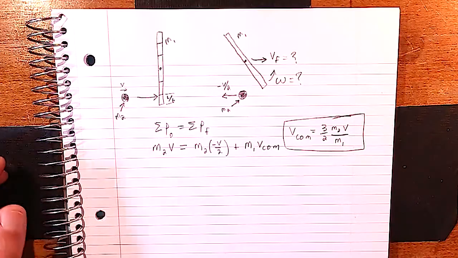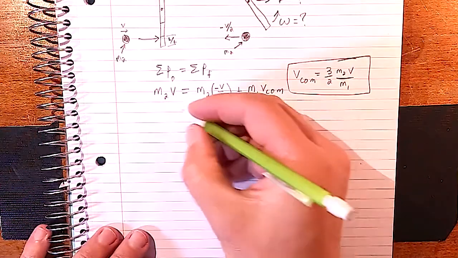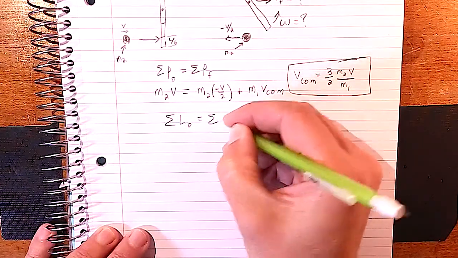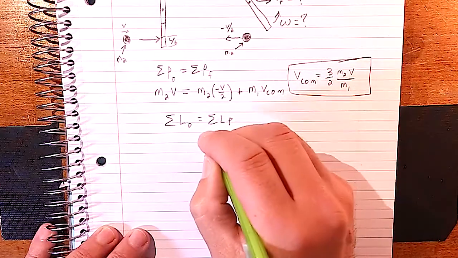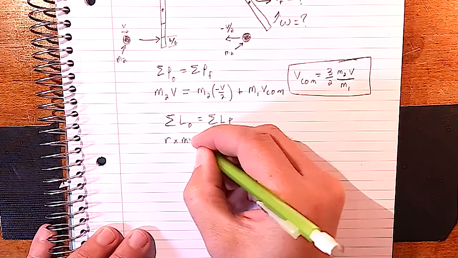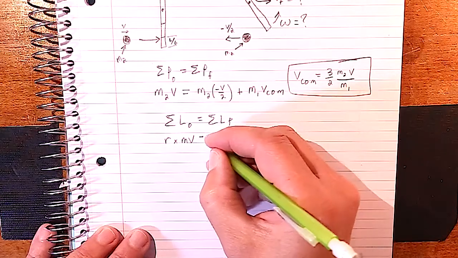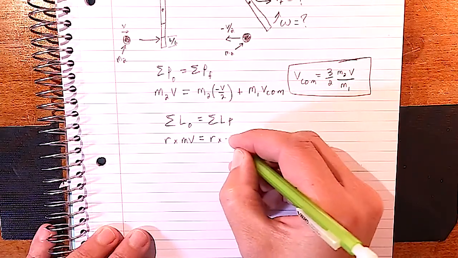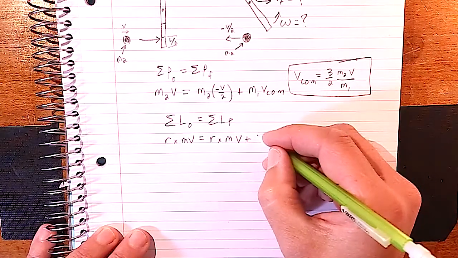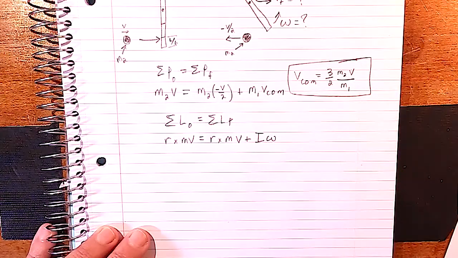So what about the conservation of angular momentum? Well, that's a little bit more tricky. So we've got angular momentum initial equals the sum of the angular momentum final. And what is this? Well, we've got the ball coming in at r cross mv. Remember, we use this when we're dealing with point particles. Is equal to, and then we can do r cross mv again, plus then the rod is not a point particle, so we define that as I omega.